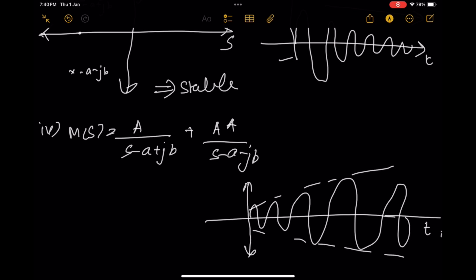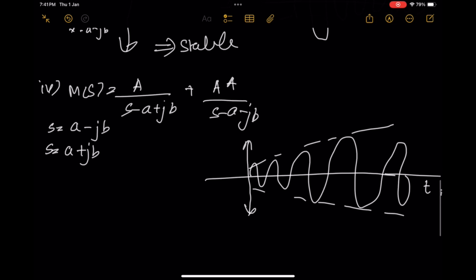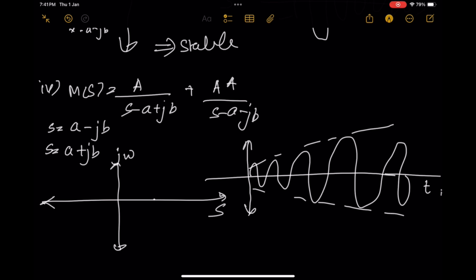So I could write it like this, that is, its value is increasing with respect to time. And on drawing the poles, it will be s equal to a minus jb and s equal to a plus jb. On plotting these two in the s plane, with axes s and j omega, we can see that a is on the right half of the s plane, or I could say the positive s plane. So here a is somewhere here, and then a plus jb will be here, and a minus jb will be here. So we could say the roots lie on the right half of the s plane, and hence the system is unstable.